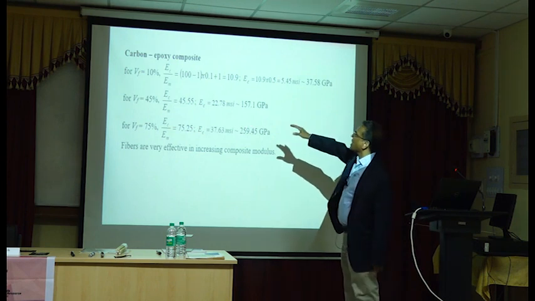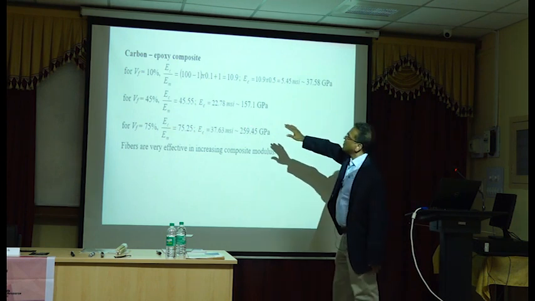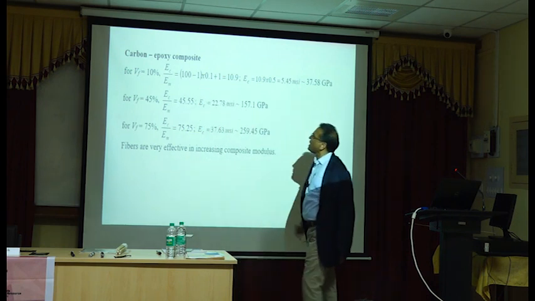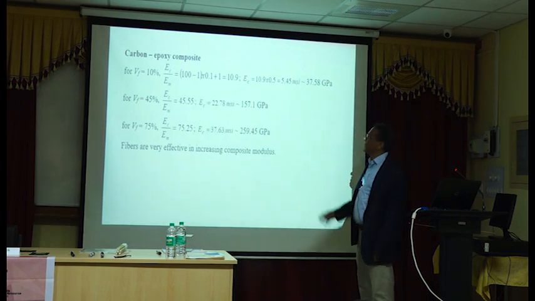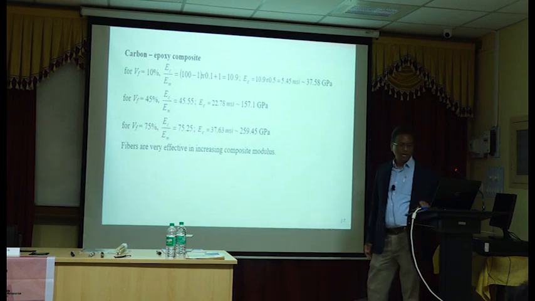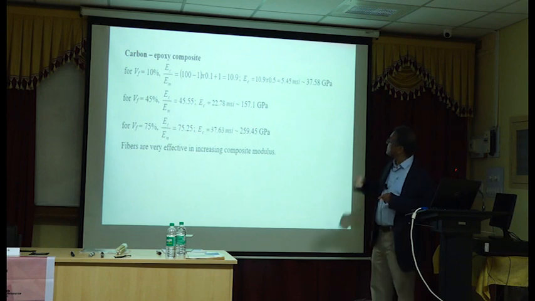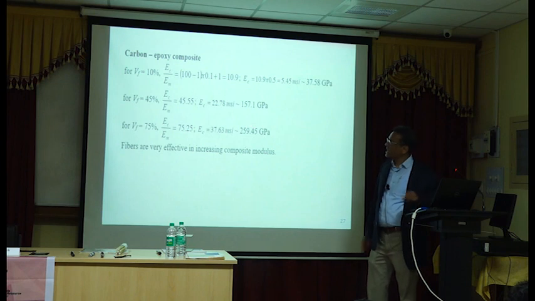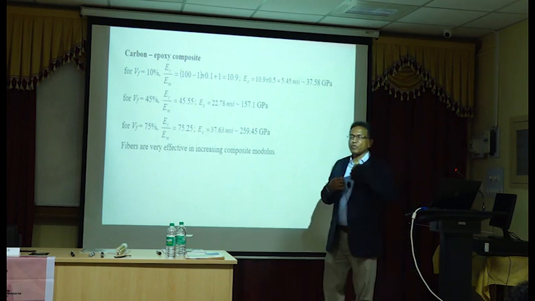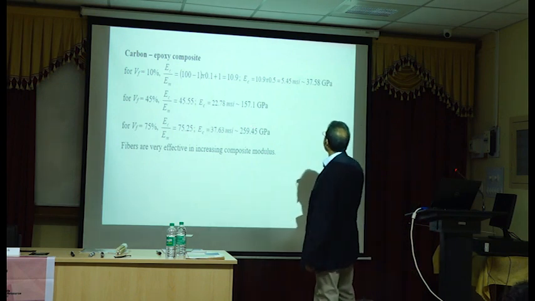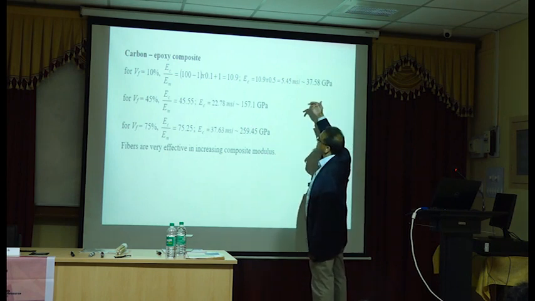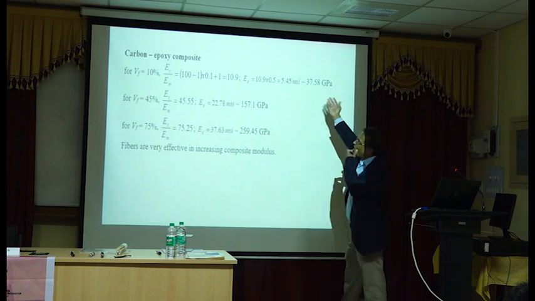So same thing with carbon epoxy system. Our ratio is 100 here. 100 minus 1 is 99 times, plug in your VF of 10%, which is 0.1, and you get your corresponding E sub C. So let's go back one slide. Try to remember. Some of you have very good memory, so I will ask you for these numbers. Let's work with either one. Let's say 37.58 for carbon.